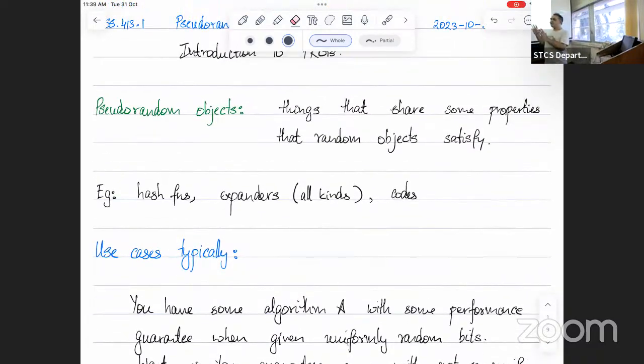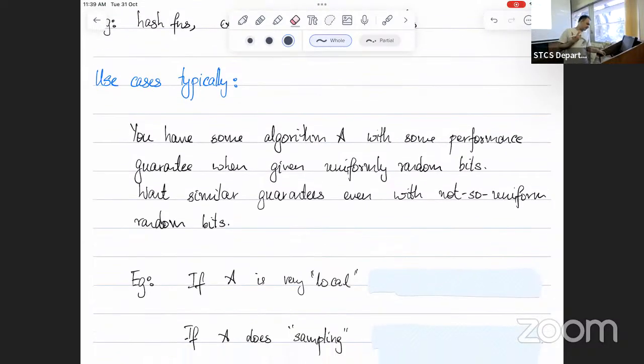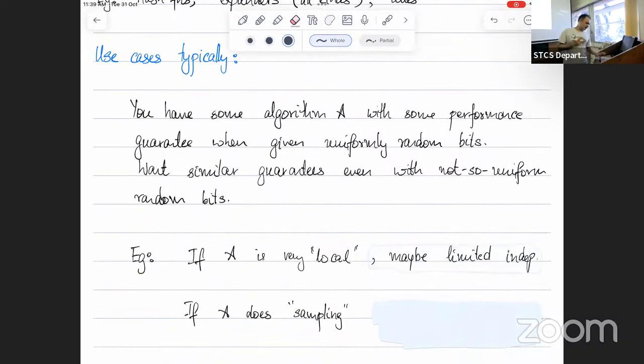Because many times, depending on what this algorithm is doing, you might tailor your random bits accordingly. For example, something that we saw very early on was that if your algorithm turned out to be very local, like in the max cut algorithm, there was a stupid randomized algorithm where for every vertex we decided to put it either on this side of the cut or that side of the cut. And even though the algorithm seems to be doing something for all vertices, we noticed that the analysis of the algorithm was very local.